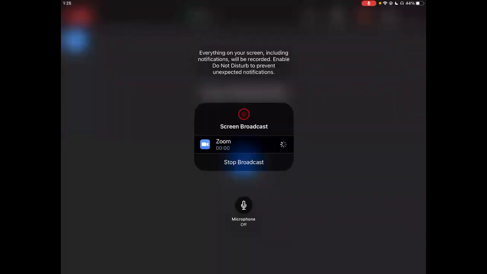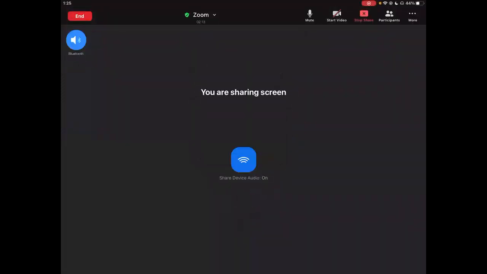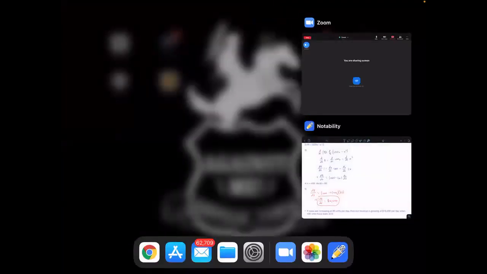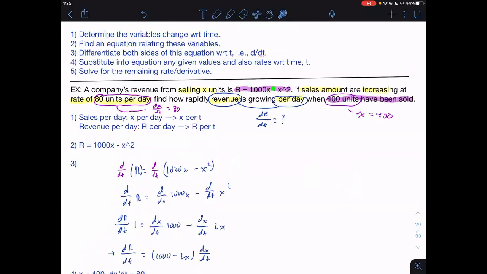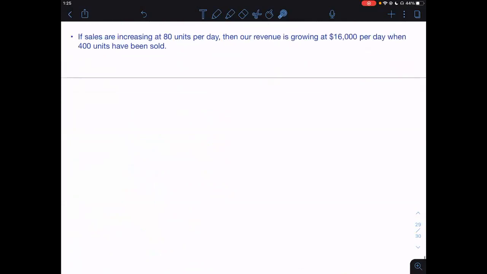All right, so let's do 2 more examples here of related rate problems. We did one example in which we were trying to see how much the revenue was changing per day, depending on how many units were being sold per day, and also at a specific value for that amount of units. Let's see, suppose for this next example.